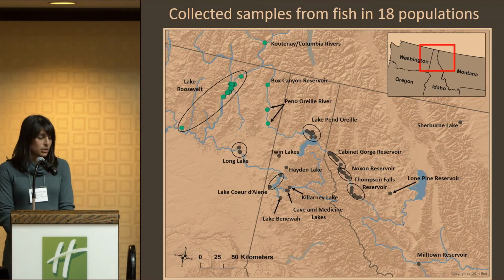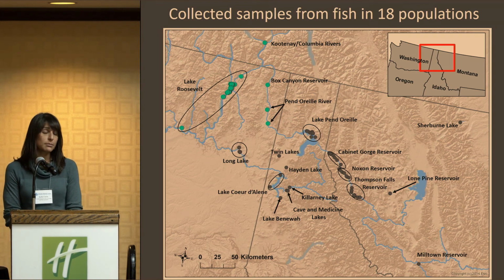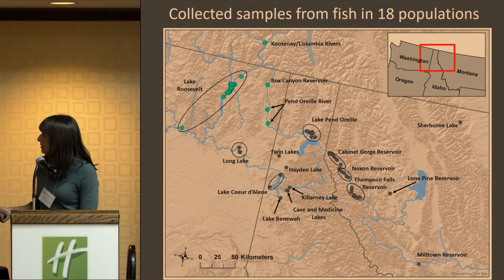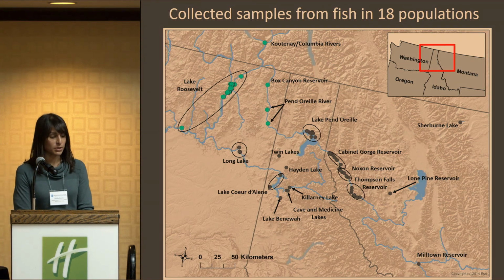To address this question, we've collected tissue samples from 18 populations across our study system. The green circles up here in eastern Washington are the areas that are considered recently invaded populations, and all of the gray dots represent samples from established populations upstream.